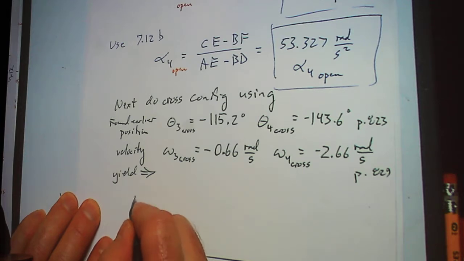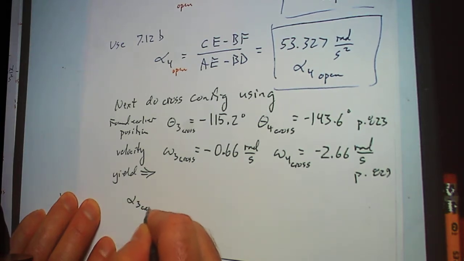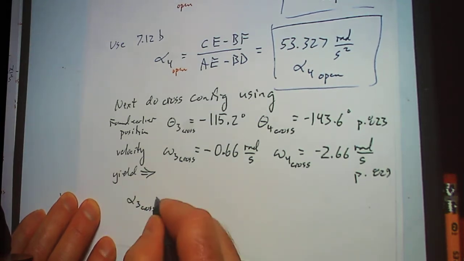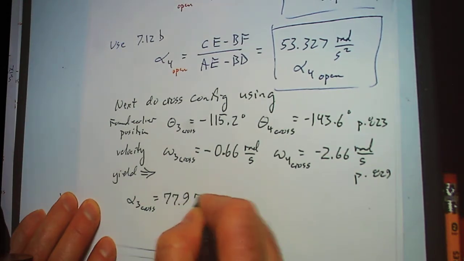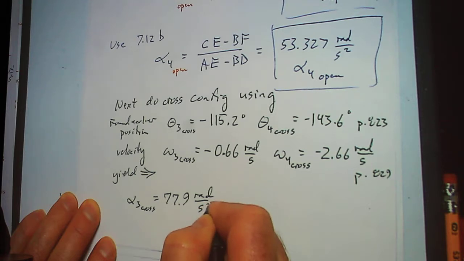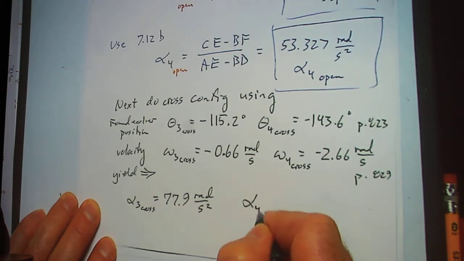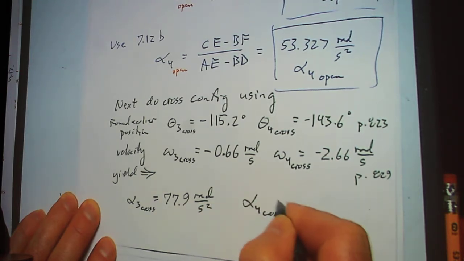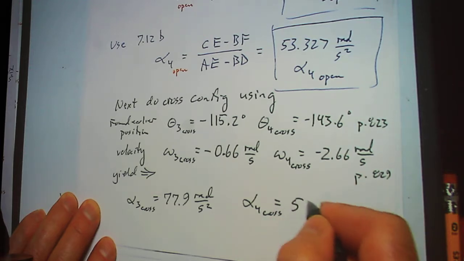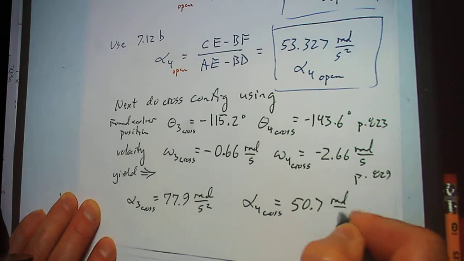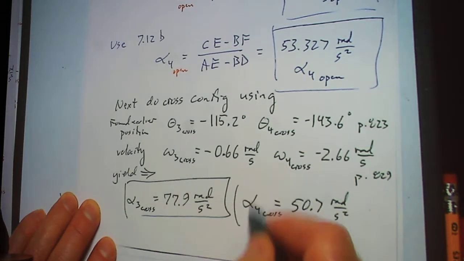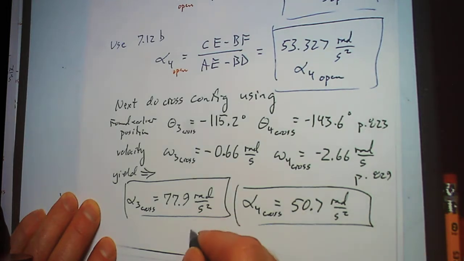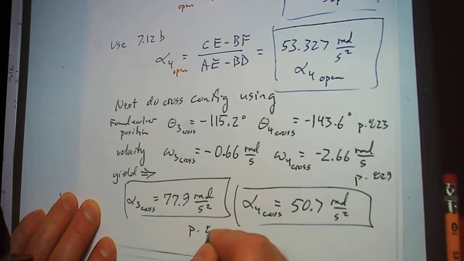your alpha 3 cross as equal to 77.9 radians per second squared, and your alpha 4 cross equal to 50.7 radians per second squared. And you can verify those by looking at page 828.